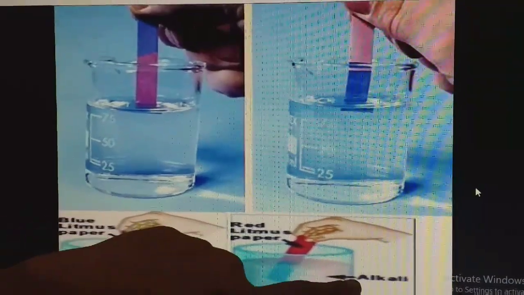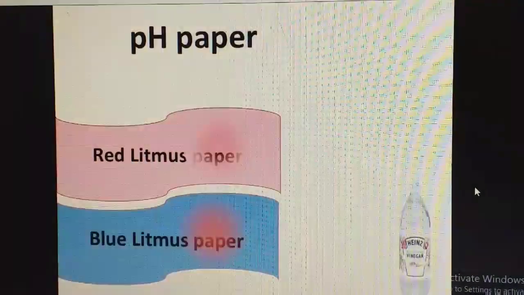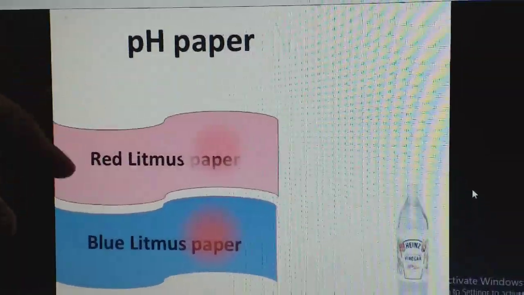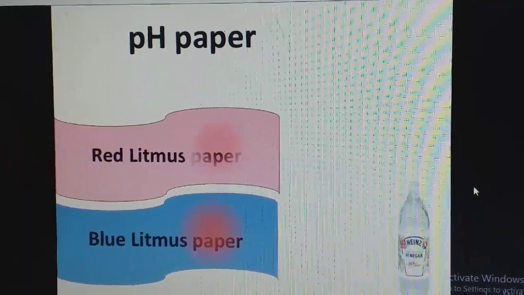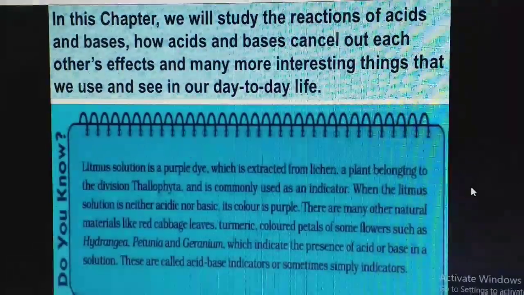This is alkali, meaning a dissolved base is called alkali. It is a base only, a water-soluble base. So pH paper you can use, or even litmus paper you can use. Red litmus paper is available in the market, and blue litmus paper is also available.